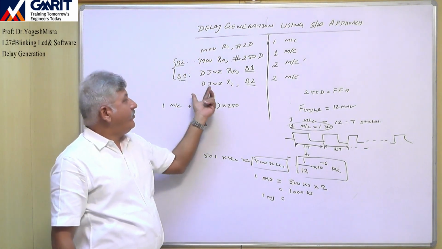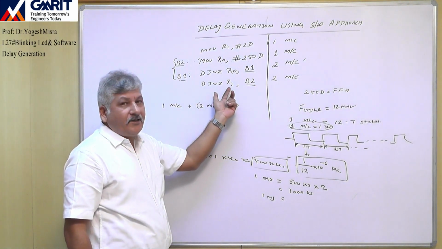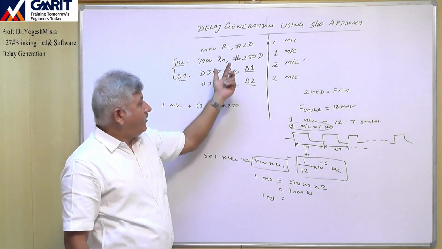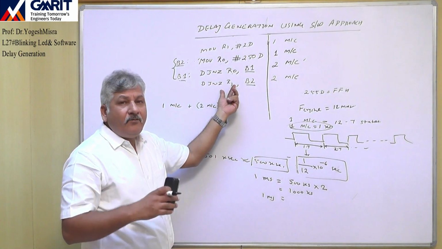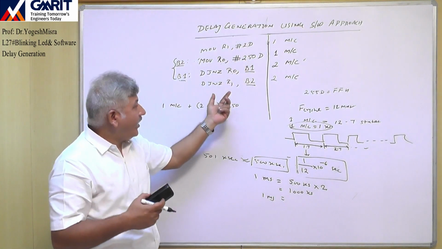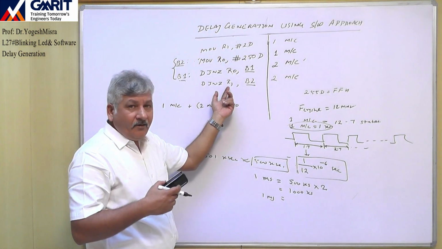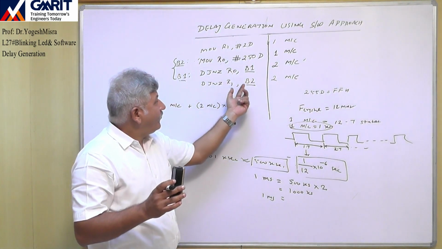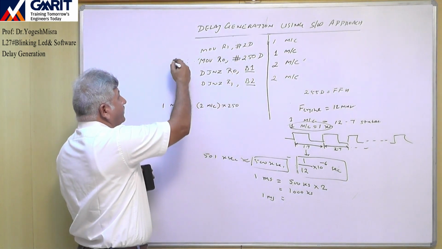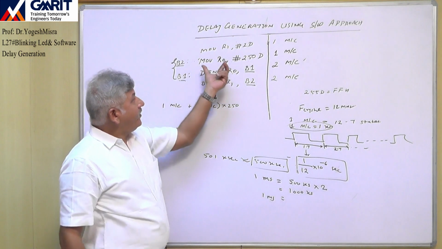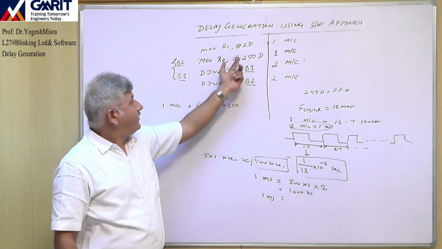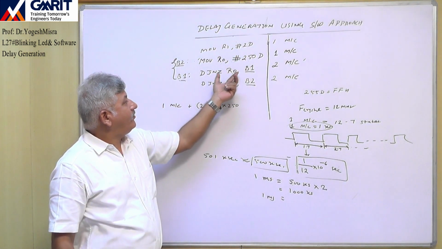What will this instruction do? DJNZ R1. It will decrease the value of R1 by 1. The value of R1 is 2. Now R1 will become 1 because it decreases the value by 1. So R1 is 1, it is non-zero. Then the program will go to label B2, and B2 is this. Again R0 will be loaded with 250. Then DJNZ R0, B1.